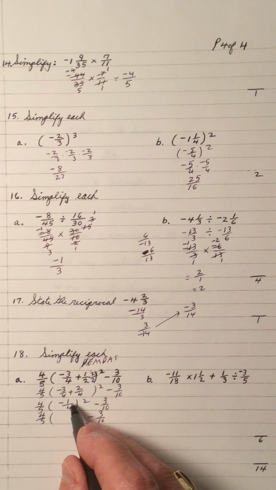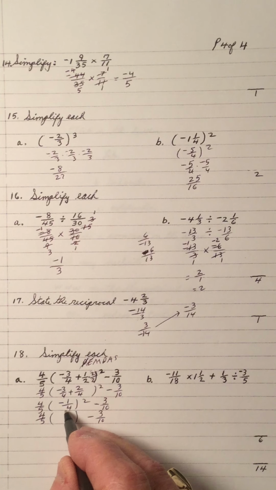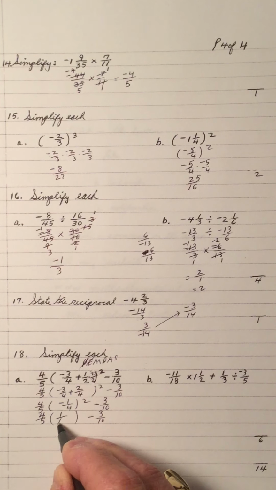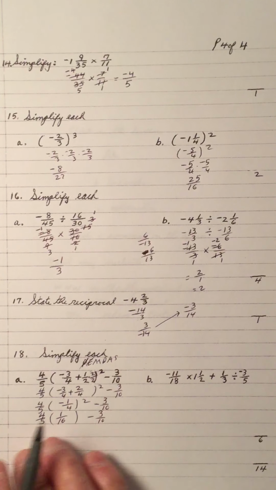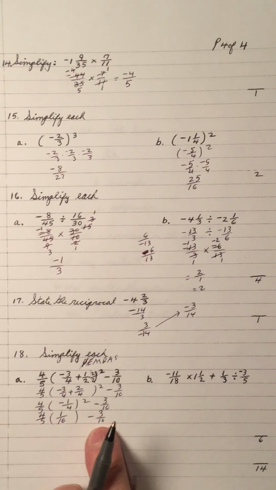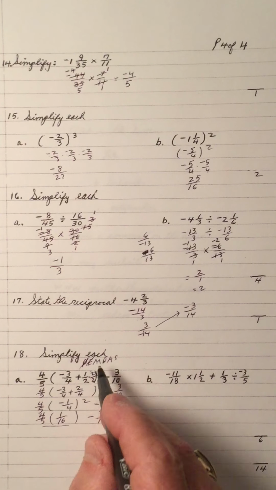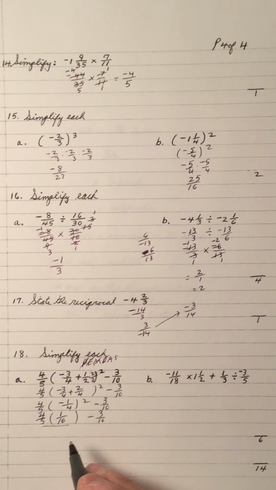So when I square negative 1/4 times negative 1/4, negative 1 times negative 1 is 1, and 4 times 4 is 16. Now, we got that done. So we do multiplication and division as we go from left to right. So I have a multiplication here, and I subtract last.